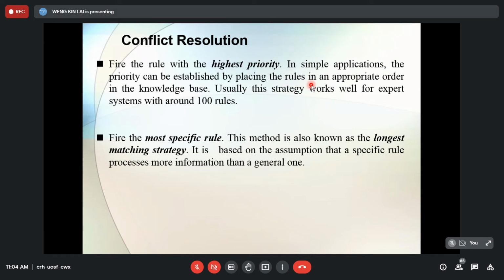Put them in a certain order in terms of priority importance. Then there's another method, which is you fire the most specific rule. There's something called a specific rule, the most specific rule. Now this one is also known as the longest matching strategy. It's based on the assumption that a specific rule processes more information than a general one.